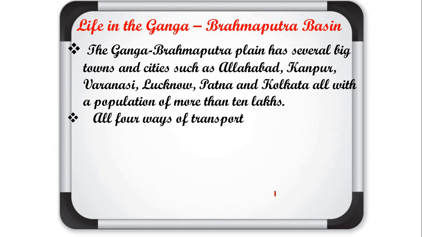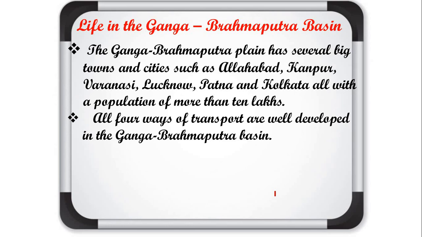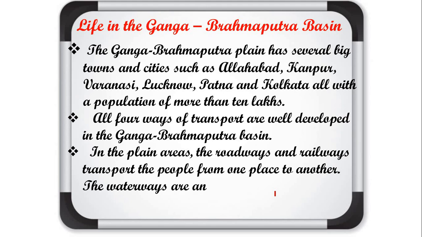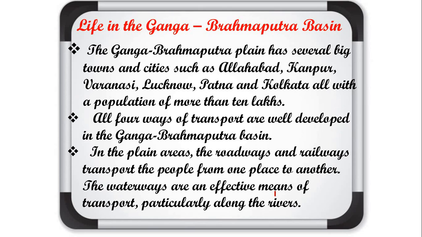All four ways of transport are well developed in the Ganga Brahmaputra basins. As we know, they have a large population and these are developed areas. So in this area, all means of transport, roadways, railways and airways, are found. In the plain areas, roadways and railways transport people from one place to another. The waterways are an effective means of transport, particularly along the rivers. So all means of transport are found in the Ganga and Brahmaputra basin.